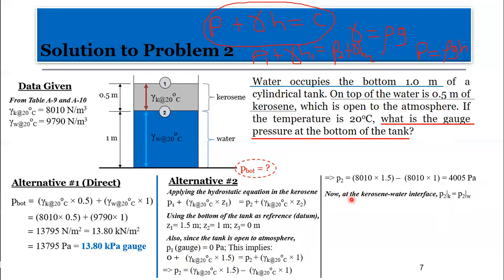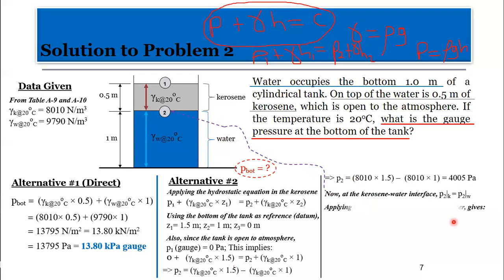Now at the kerosene-water interface, if we consider the bottom part of the kerosene, which is now the top surface of the water, P2 kerosene is equal to P2 water. So I can still use the pressure there. Remember, the pressure there is just like the weight on that surface. The interface I'm talking about is this part, okay? Let me show you here. This is the part, that's where the arrow is indicating.